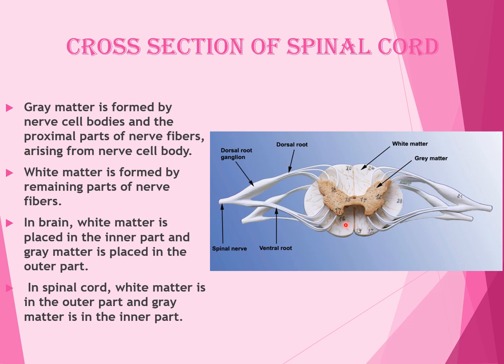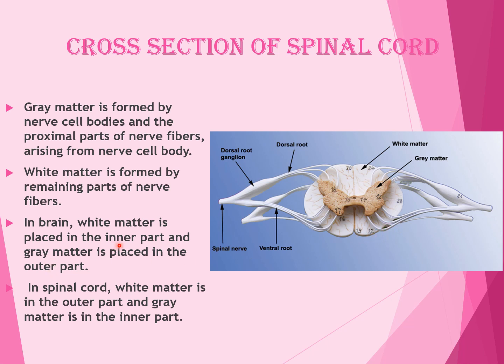This is the figure of a cross section of the spinal cord. This one is the grey matter, and it is H-shaped. The grey matter is formed by nerve cell bodies and the proximal part of the nerve fibers arising from the nerve cell body, and the white matter is formed by the remaining part of the nerve fibers.